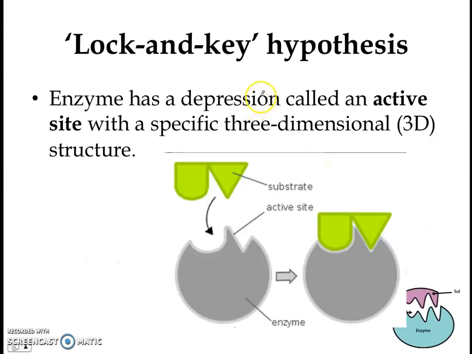So when describing the lock and key hypothesis, the first thing you need to state is that the enzyme has a depression or a pocket, called an active site, right here. This is the active site. It is the depression or the pocket, highlighted in red. So this active site has a specific three-dimensional structure, right? It's a very specific shape, as you can see.